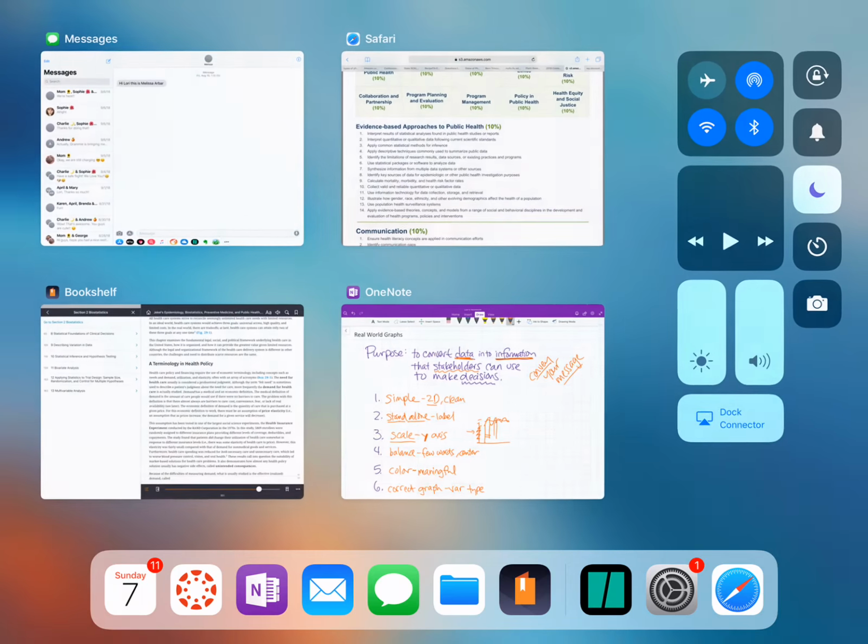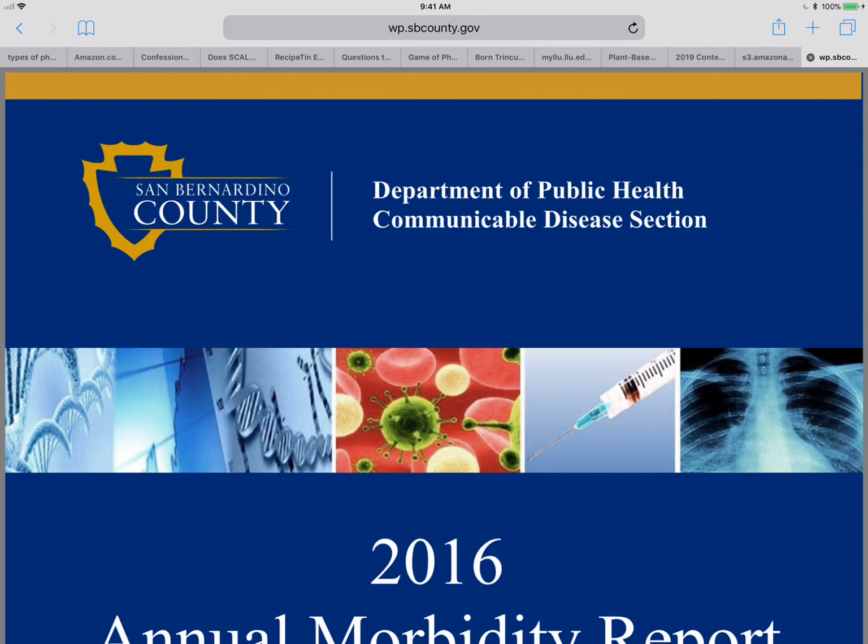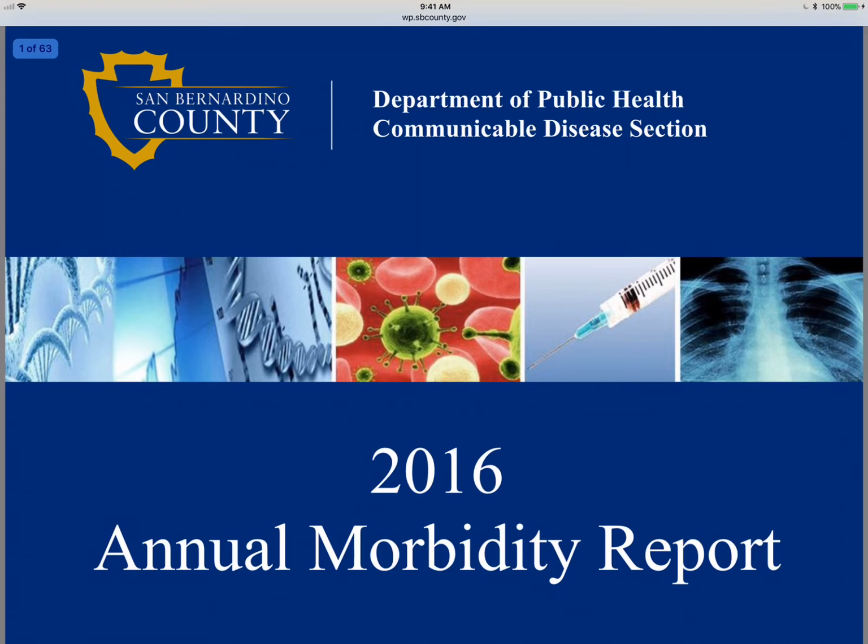Oops, I did intend to keep that one. Here we go. Let's take a look at a report that someone else has published, and I want you to think about those 6 things that I talked about. Keeping it simple, being able to stand alone, being mindful of scale, the balance, looking at color, and making sure the correct graph was selected for that particular thing. We're going to be looking at the 2016 annual morbidity report, and here's a piece of terminology.